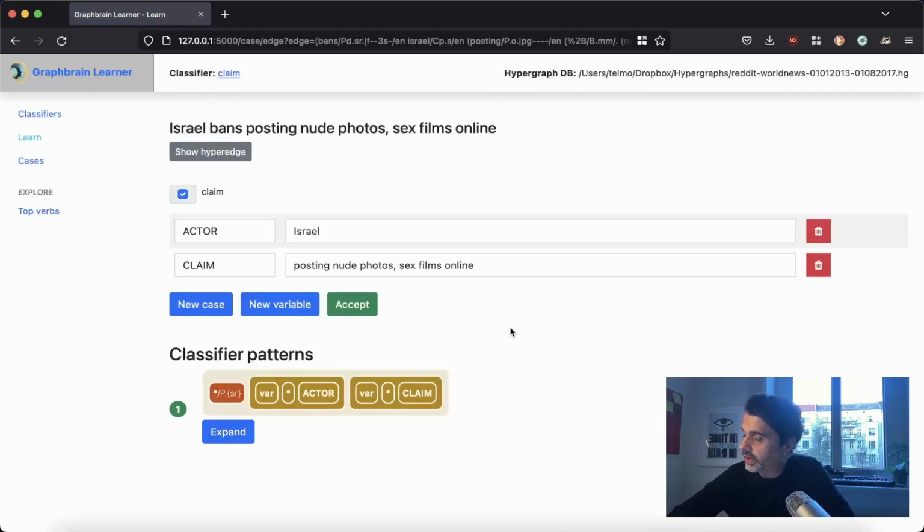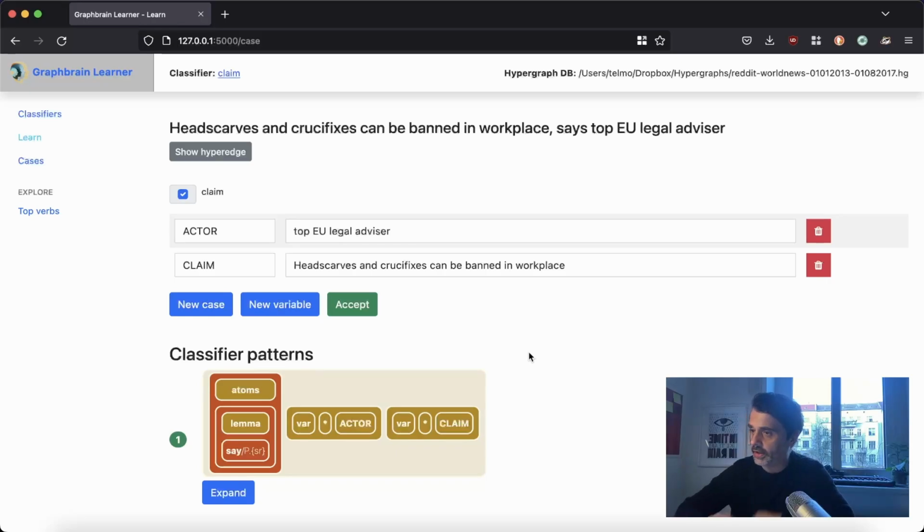So let's change this example. Let's say that no, this is not a claim. So we're going to provide the first negative example, and we will accept it and see what happens. Okay, and the pattern has been updated, and the difference now is that the connector part of the pattern was replaced by this structure that now specifies say as a predicate, and in fact it specifies that the predicate must have say as the lemma.